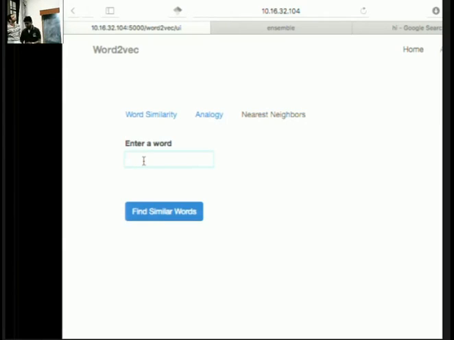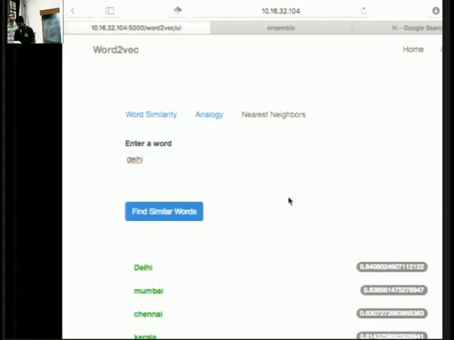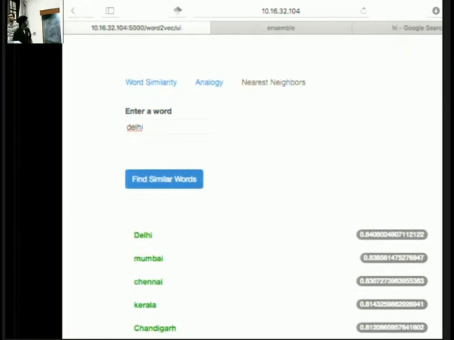I can also do a nearest neighbor search: given a word, I can find the other words in my vocab which are similar to this word. Suppose I give Delhi. I get Delhi, Mumbai, Chennai, Kerala, Chandigarh. These are basically locations inside India, so it has captured the meaning of the word in some way. And suppose I give Toyota. It gives me some car companies. So based on the news corpus that it read, it has learned a representation which has captured the meaning of those words.